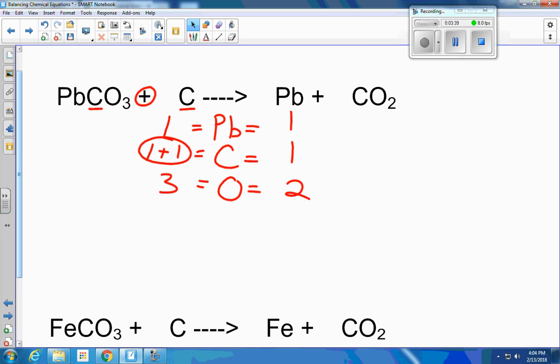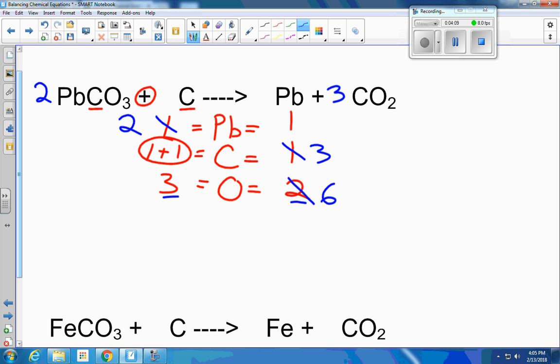Now, if we follow rule number 2, we're going to balance oxygen first. Now, the least common multiple between 3 and 2 is 6. So I need 6 oxygen on the product side and 6 oxygen on the reactant side. So on the product side, 2 times 3 will give me 3 carbon and 6 oxygen. On the reactant side, I'm going to finish balancing my oxygen. I have 3 oxygen. I need 6, so I'm going to multiply by 2. That will give me 2 lead.